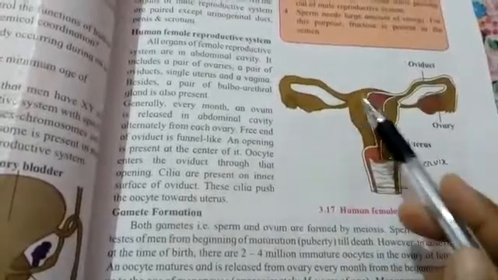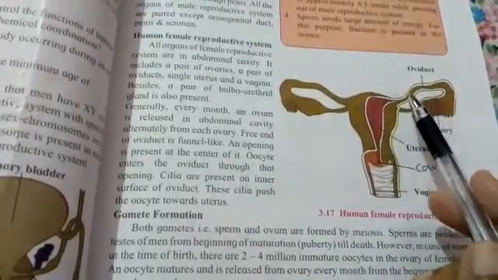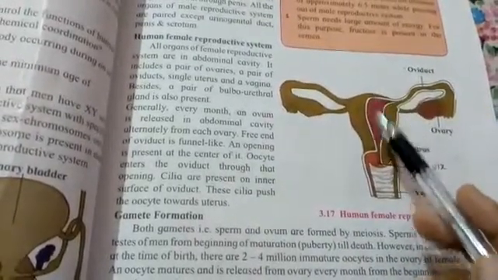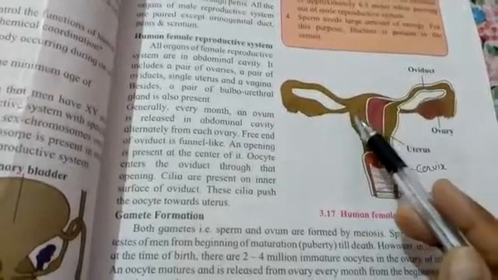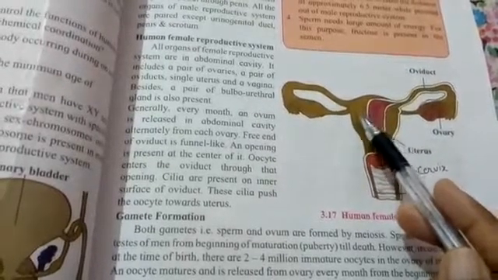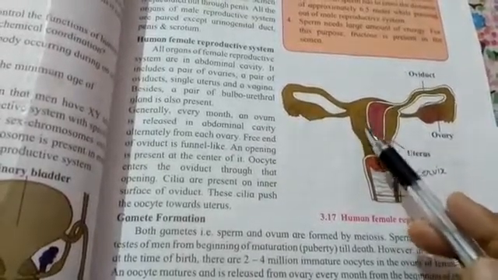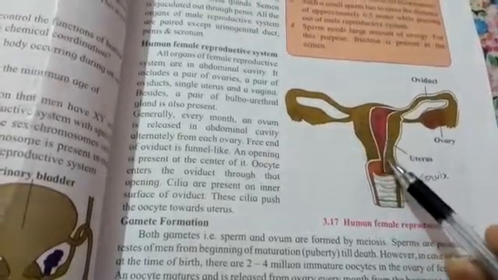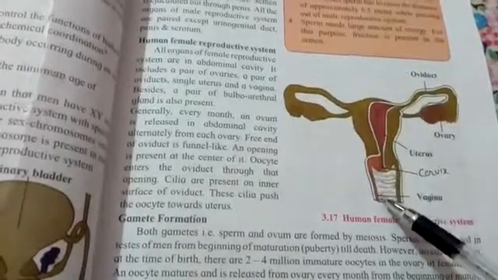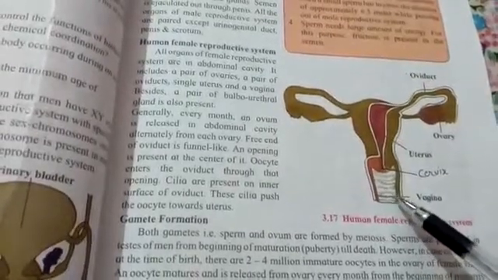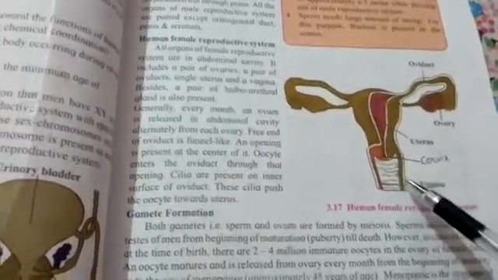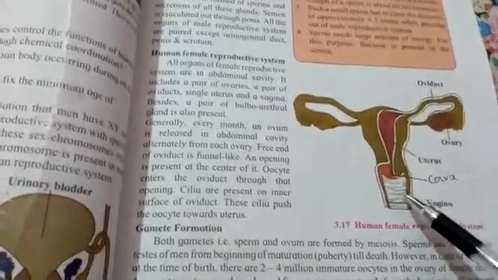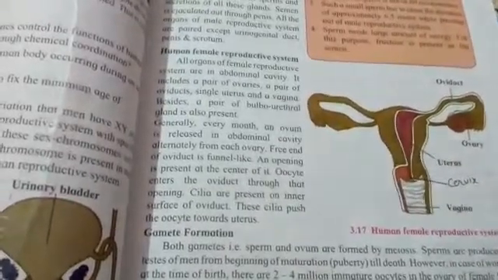Now the cilia present in the oviduct will try to push that egg towards the uterus, and here the egg will wait for the sperm. If no sperm comes and no fertilization takes place, that egg will come out through the vagina in the form of blood, which is known as bleeding or the menstrual cycle. So this is how the human female reproductive system works.